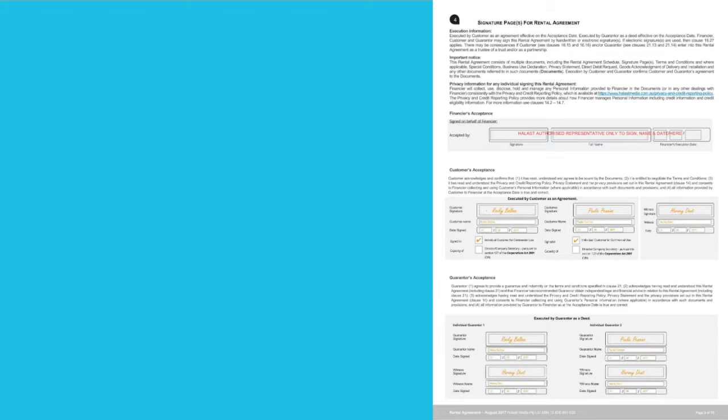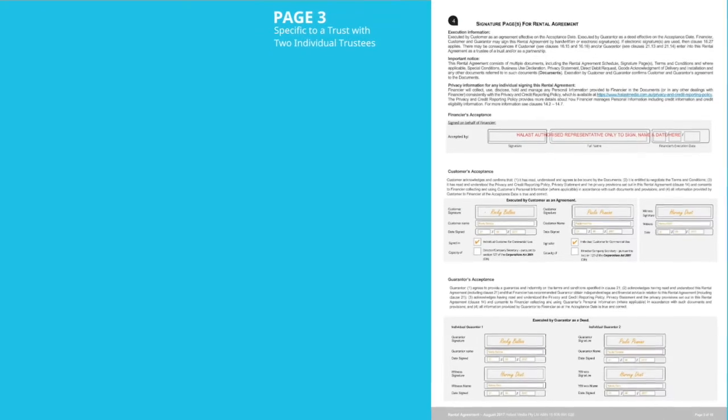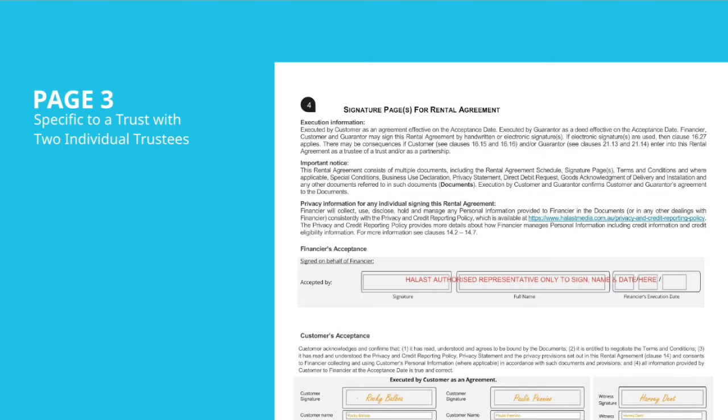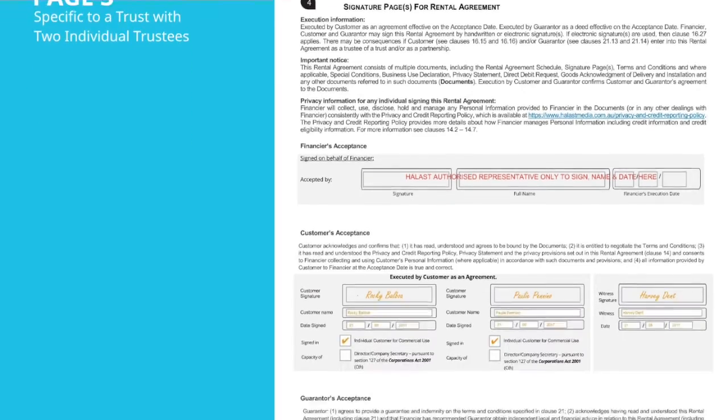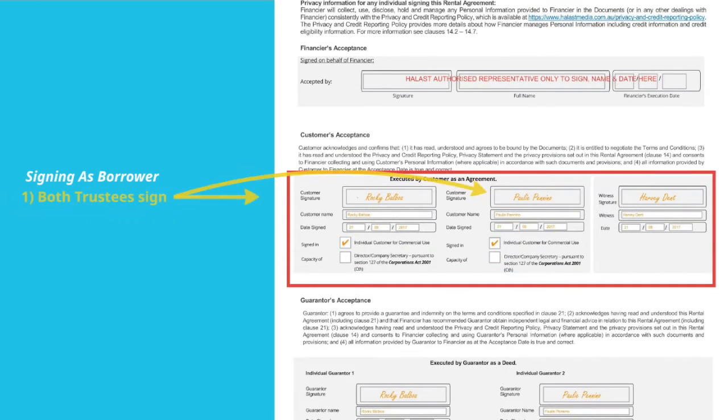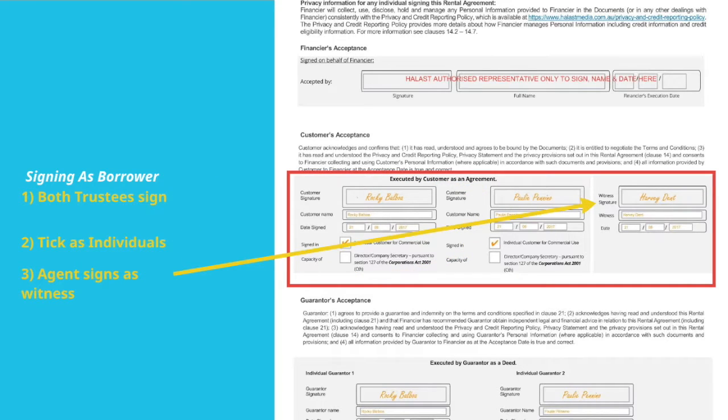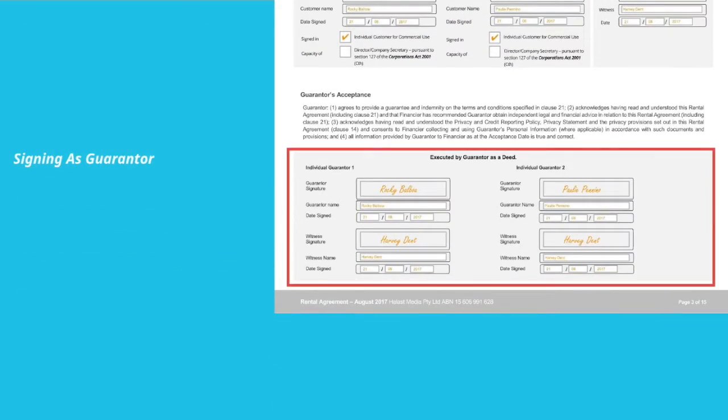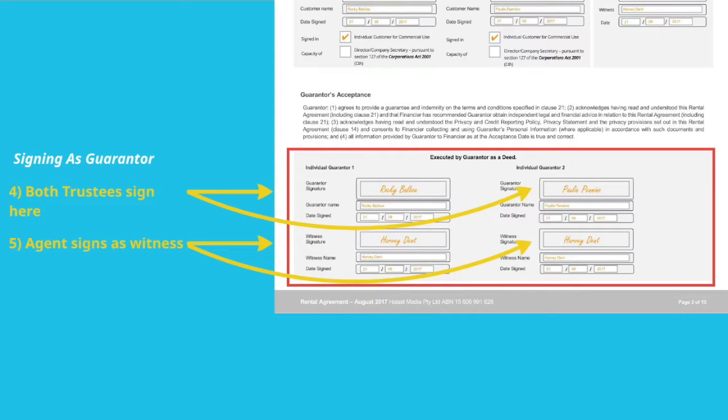Let's have a look at how the customers have to correctly sign for a trust with two individual trustees. As normal, you will sign the financier's acceptance. Both trustees will sign as borrower, including their names and the date signed. As there is no company involved, you will tick as an individual for both, and then you'll witness their signature. Because both trustees were entered as guarantors on page 2, both must now sign here, making sure you witness their signatures.